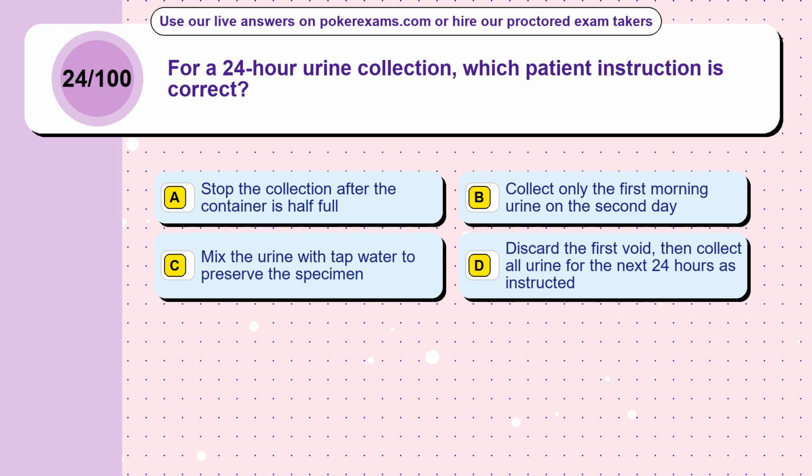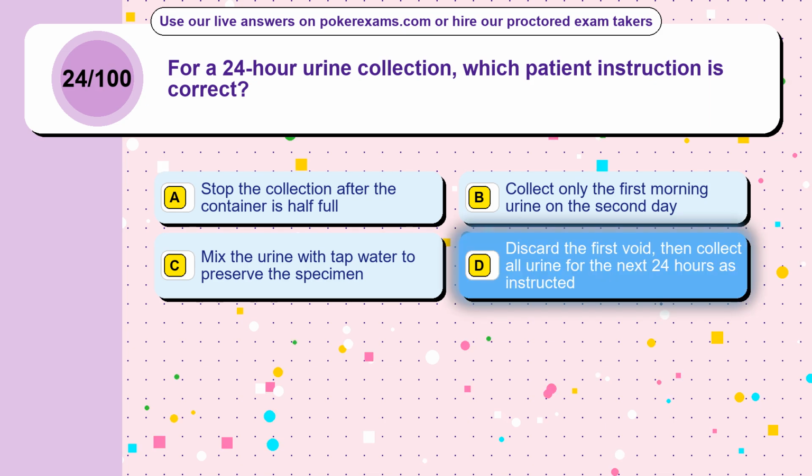Question 24. For a 24-hour urine collection, which patient instruction is correct? Option A. Stop the collection after the container is half full. Option B. Collect only the first morning urine on the second day. Option C. Mix the urine with tap water to preserve the specimen. Option D. Discard the first void, then collect all urine for the next 24 hours as instructed.